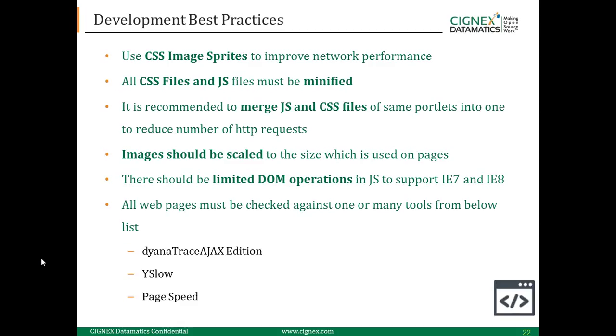All web pages that are developed must be checked against one or many tools: Dynatrace Ajax Edition, Wiseflow, and PageSpeed. The projects that are executed in CIGNEX Datamatics almost all go through these tools and get the ratings. We make some changes as suggested by these tools, and then we go ahead with the production deployment of this code.